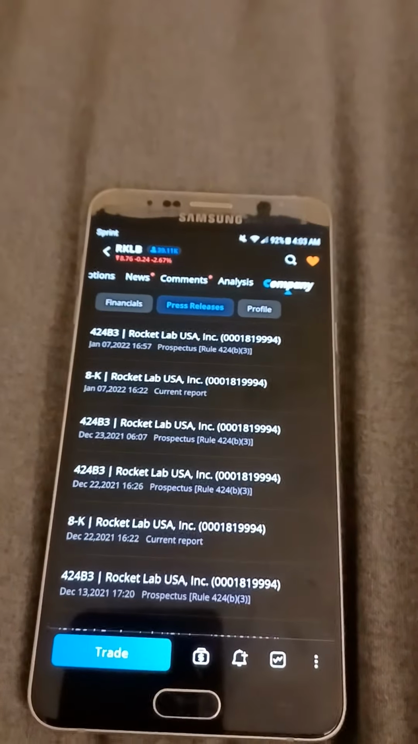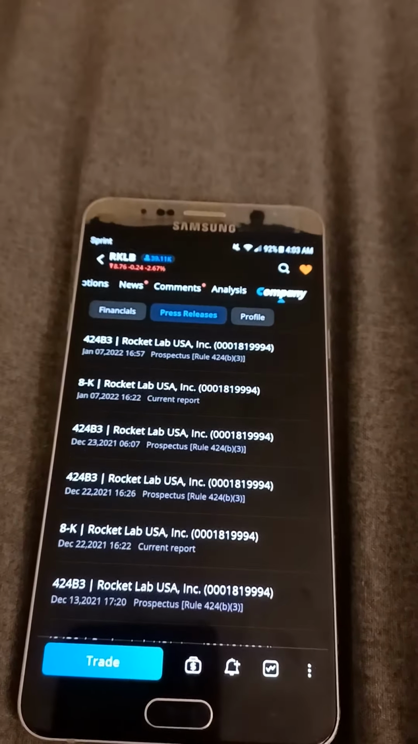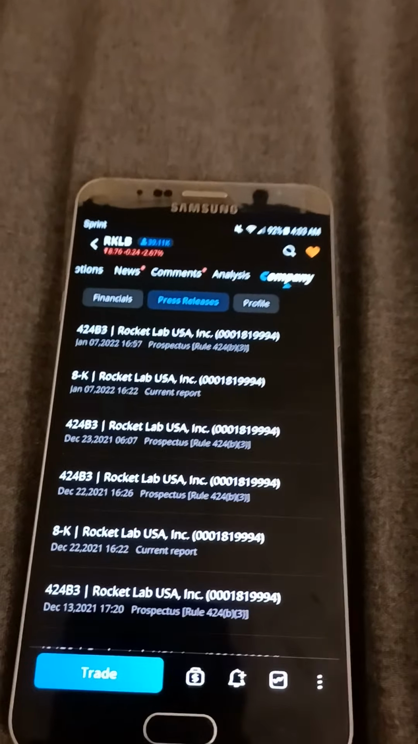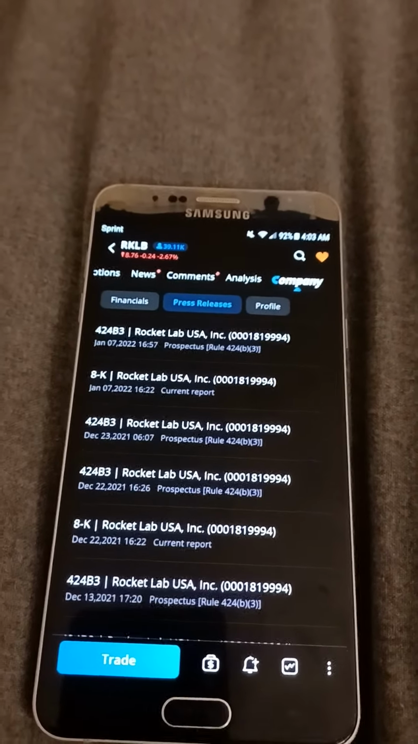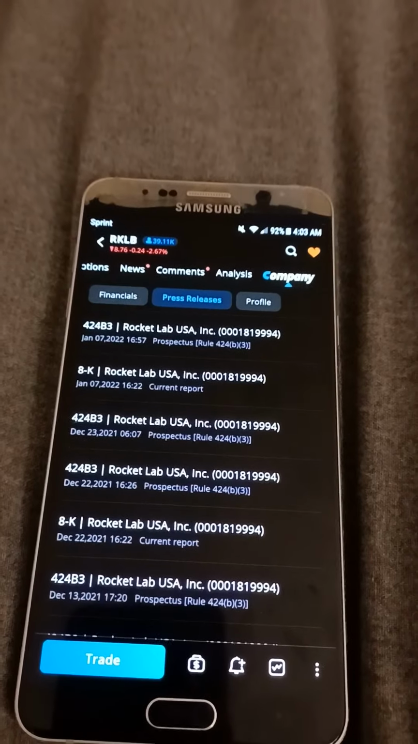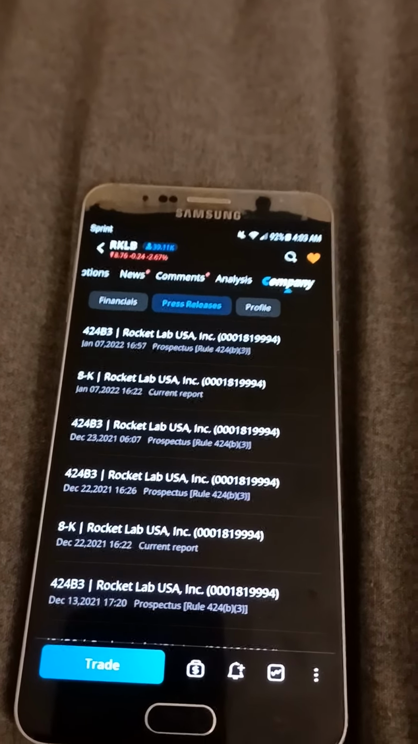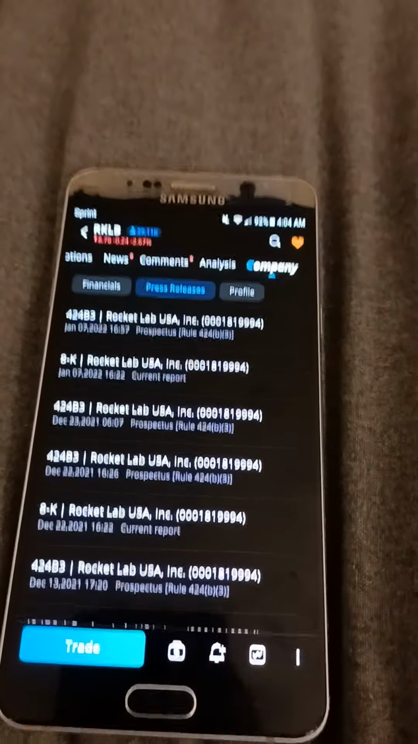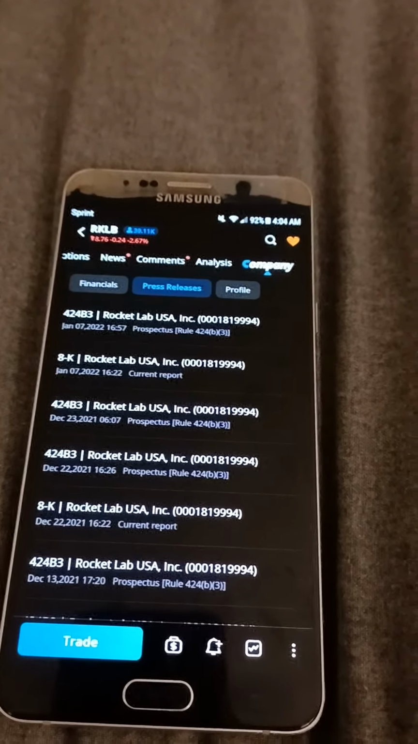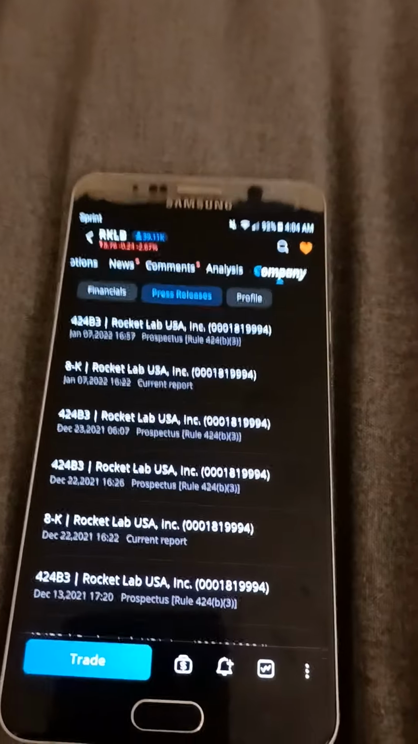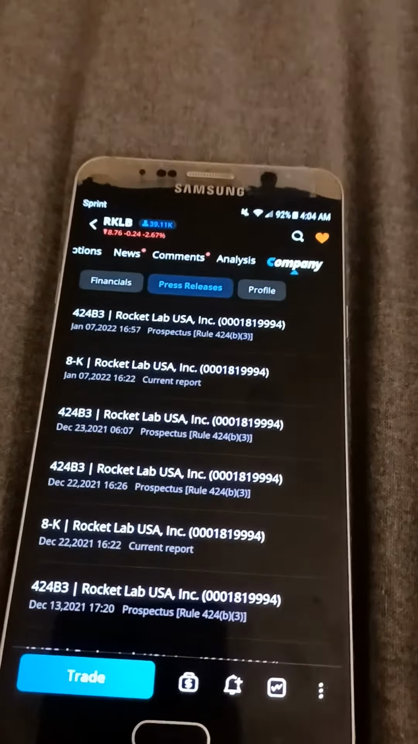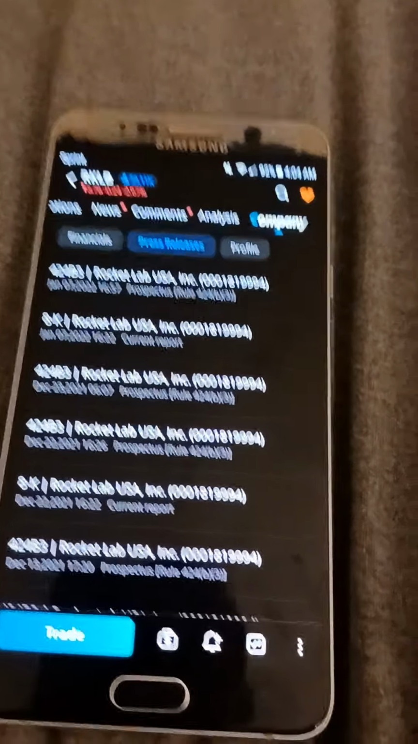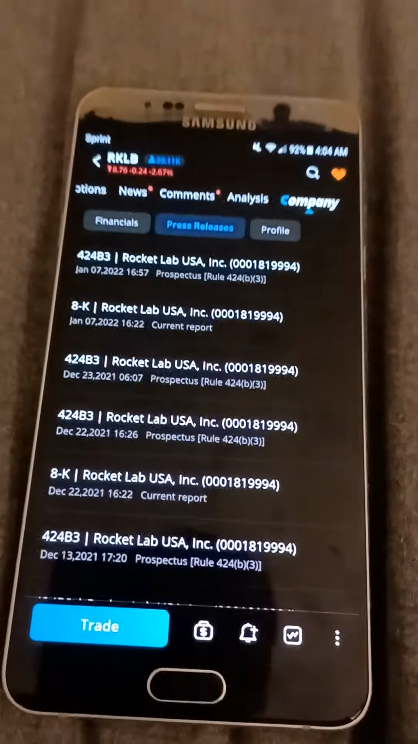And a lot of times the popular times for SEC drops are 8 a.m., 4 p.m., and 8 p.m. Eastern Standard. They have dumped them at different times, but 8 a.m. seems to be the real popular time. And then, of course, right when the market closes is another popular time, at 4 p.m., all Eastern Standard.